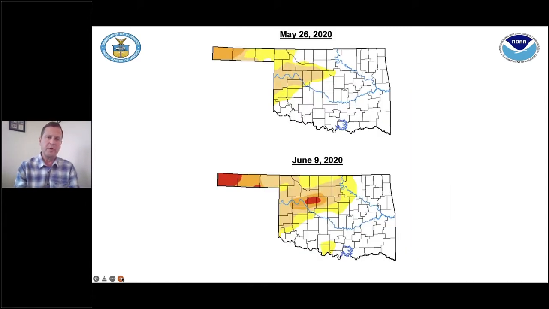And this verified pretty well. If you look at a comparison of the Drought Monitor valid May 26th on top to June 9th on the bottom there, you can see the expansion of drought across the western and northern parts of Oklahoma, and also the intensifying drought across the Oklahoma Panhandle. So this is certainly a case of rapid onset and intensification of drought, and soil moisture played a large role in the forecast, and also in what occurred there in Oklahoma. Next slide.